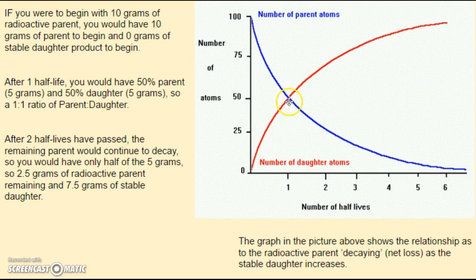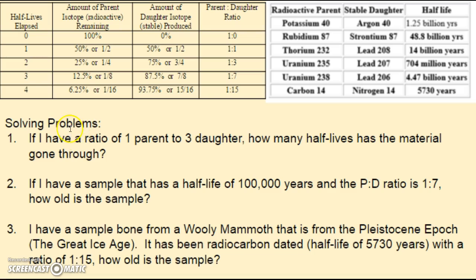And that's why this graph looks the way it does. So the graph shows the relationship as the radioactive parent is decaying, it's losing radioactive parent, as the stable daughter is then increasing or gaining. So let's solve a couple problems and try to make sense of both this and a picture that we should be able to see in our binder.